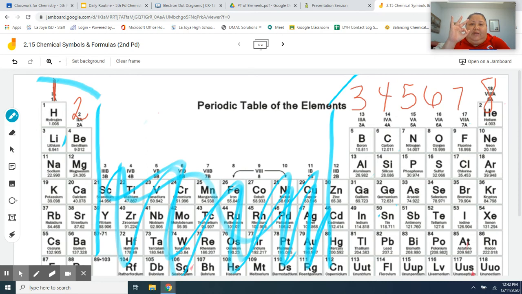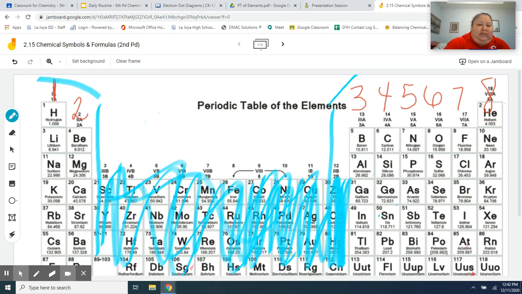Pick 3 elements. At least pick 2 if you can, and make sure they're not from the same group. No cheating, no same group. They have to be in different groups. I'm not talking about these. These are all out. We can't predict them the way we can predict the other elements, okay?